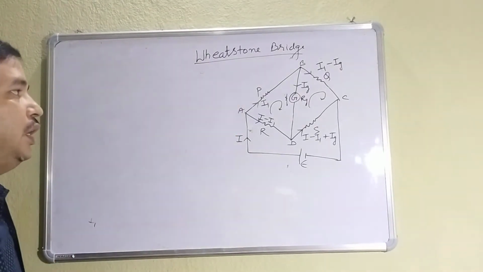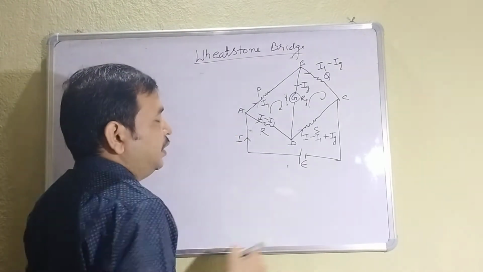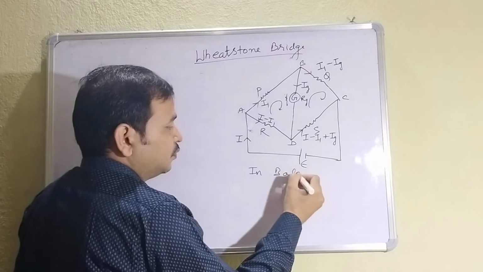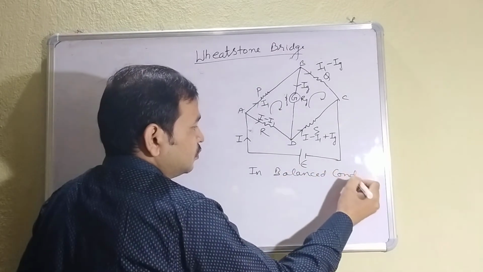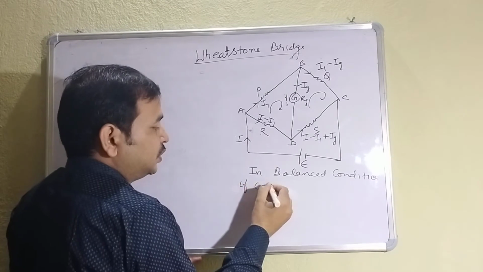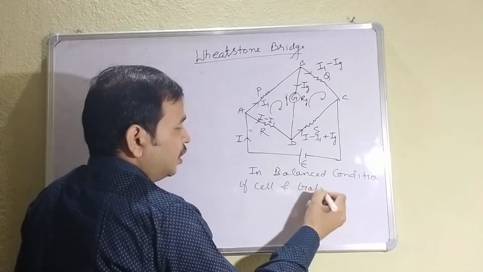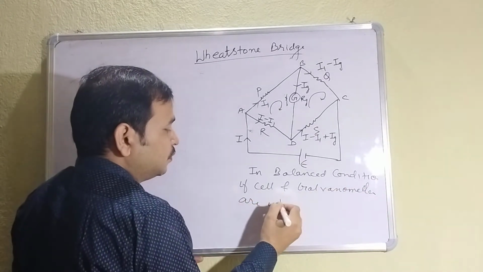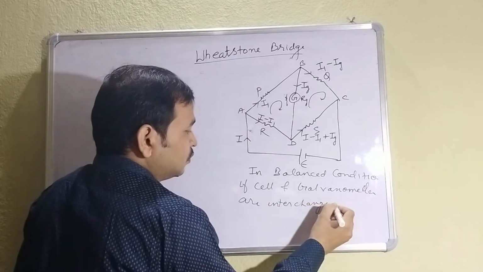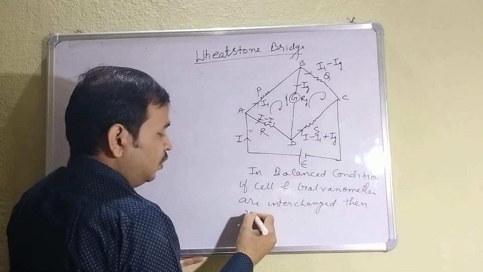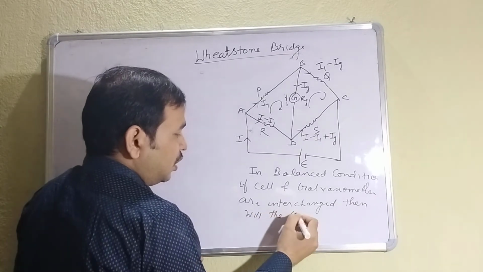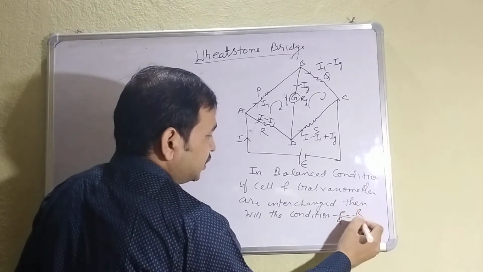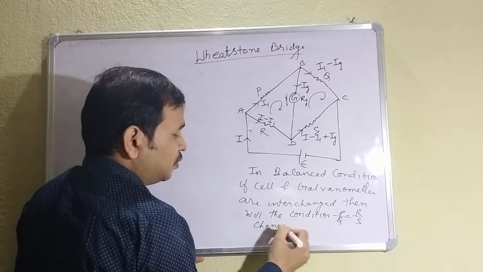Now, one question is generally asked in CBSE: in balance condition, if the cell and galvanometer are interchanged, then will the condition P by Q is equal to R by S change or not?